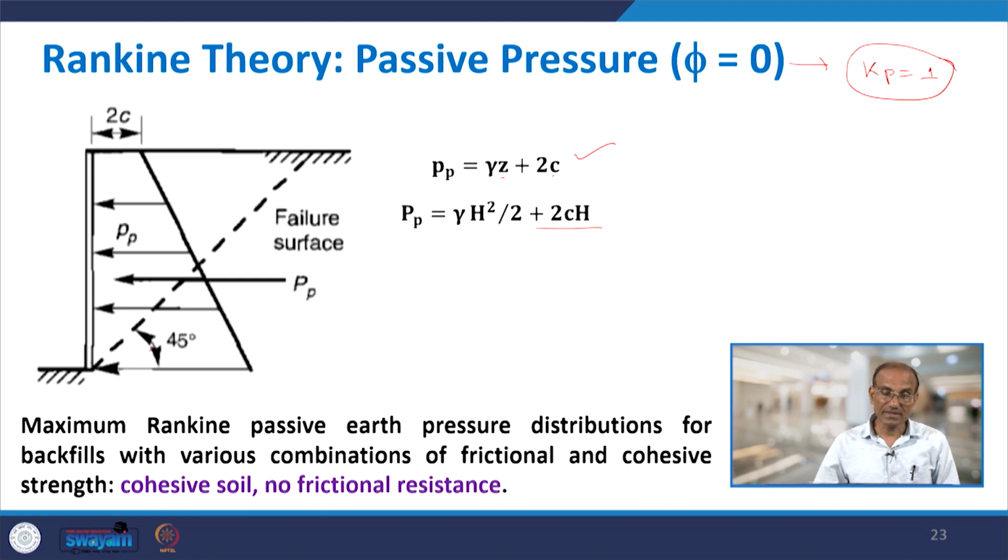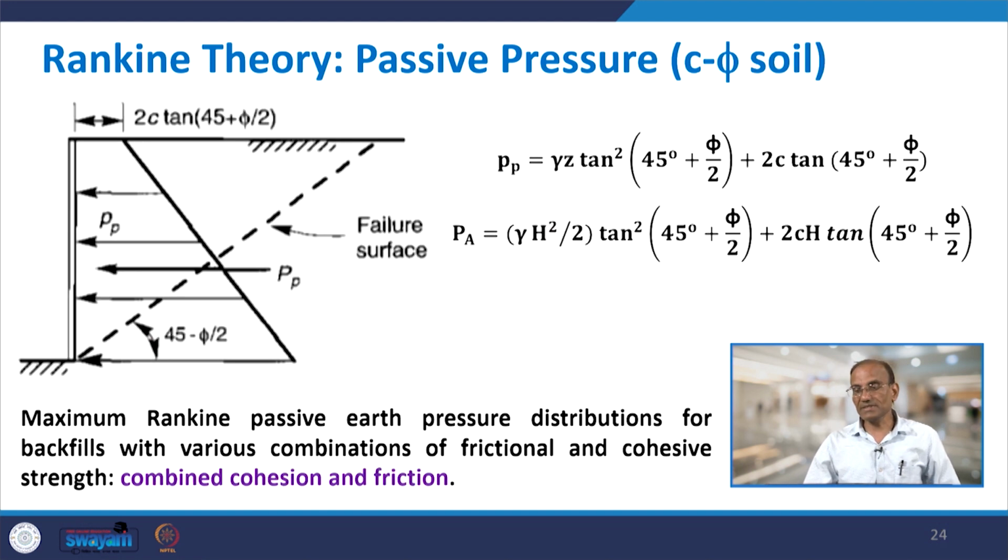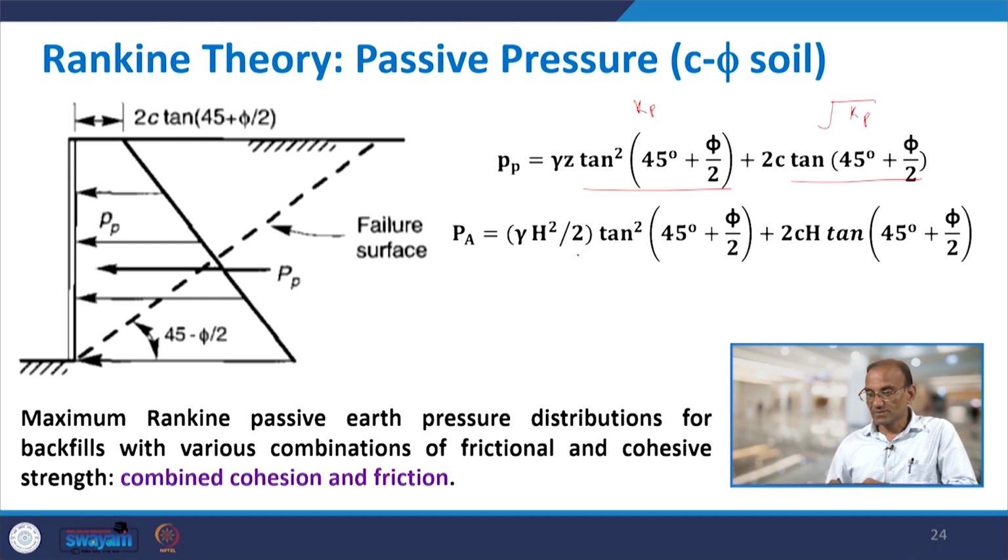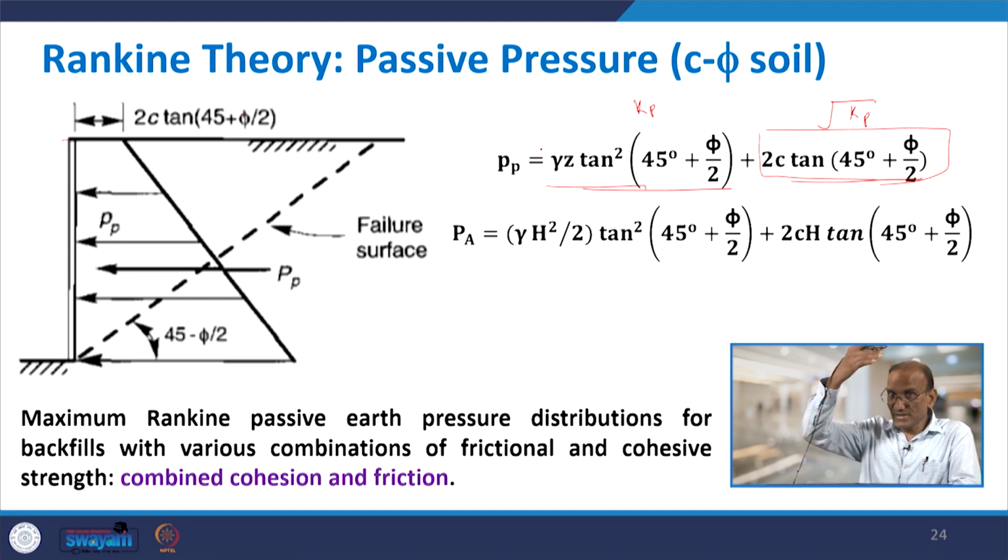For the c-phi soil, the equation is given here, and in both the equations the first term is Kp and the second term is root Kp. So this was the pressure acting at any depth z, because z is varying. The first component will vary with z, but the second component does not depend on z, it is fixed. So the second component is shown on the top even when z equal to 0, tan 45 degree plus phi by 2. This is the value, and the first component will increase with z, and the maximum will be when z equal to h.